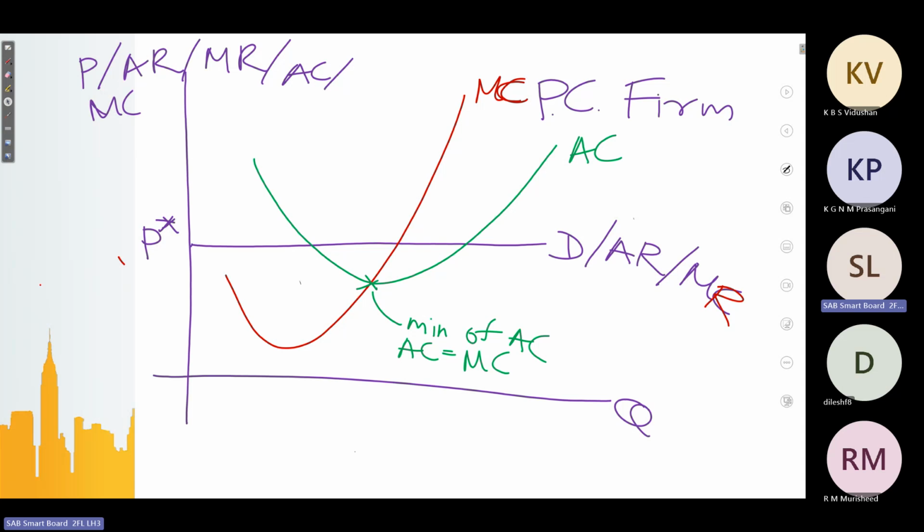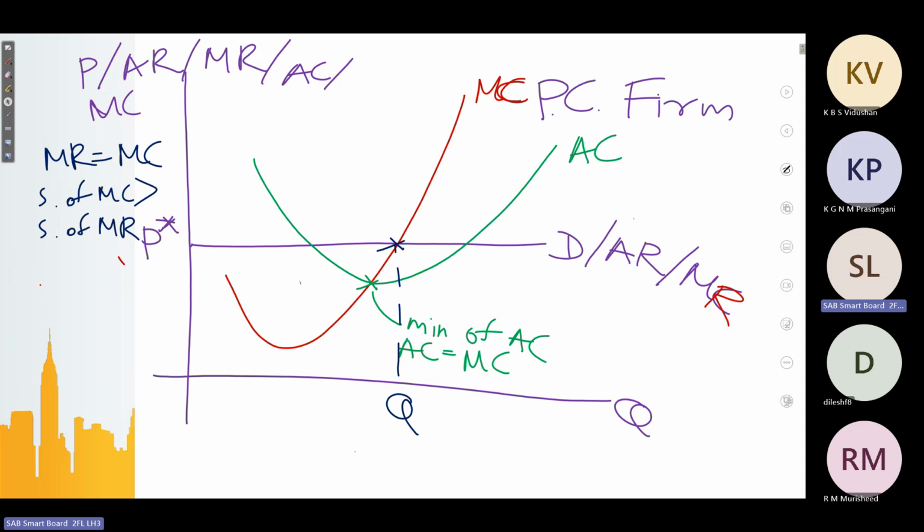Okay. So where is the profit maximizing condition satisfied? What are the two conditions for profit maximization? MR should be equal to MC and slope of MC should be greater than slope of MR. Where are these two conditions satisfied? Look at the first condition. This is MR, this is MC. The two curves are intersecting at this point. It's Q.